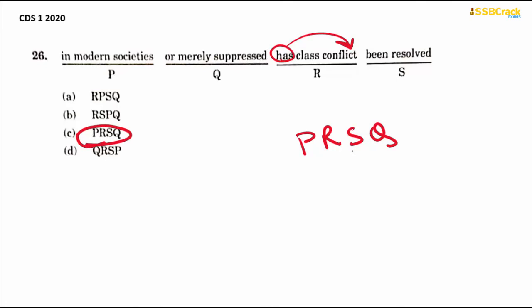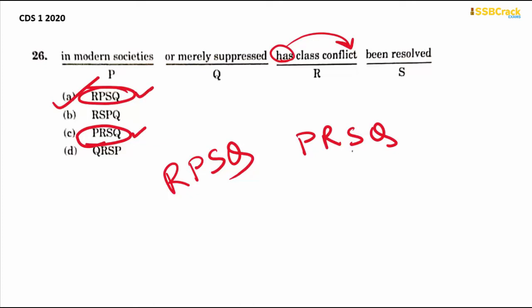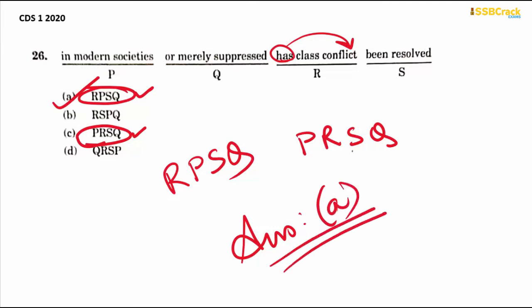But if it's not a printing mistake, and let's not take this as a printing mistake, but instead as a question, then it should be, has class conflict in modern societies been resolved or merely suppressed? Okay, this can be one of the questions if it's a question, right? So then it should be RPSQ, option A. So you see, if it's a statement, it's option C. If it's a question, option A. Do not always think that it's a printing mistake and accordingly do it. So you can just go with the question itself. So according to the question, it should be option A, right?